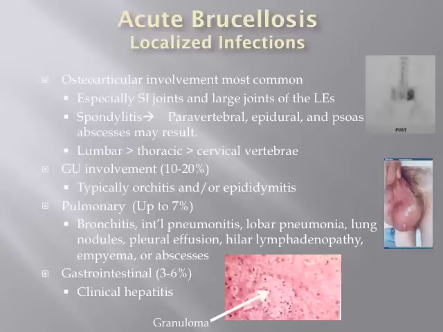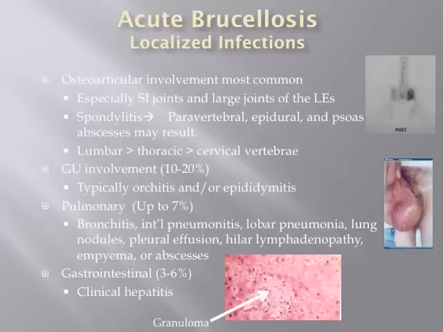Talking about the osteoarticular involvement of Brucella in localized infections, think about the sacroiliac joints and the large joints of the lower extremities. Here I have a bone scan showing a sacroiliitis in a patient with brucellosis.